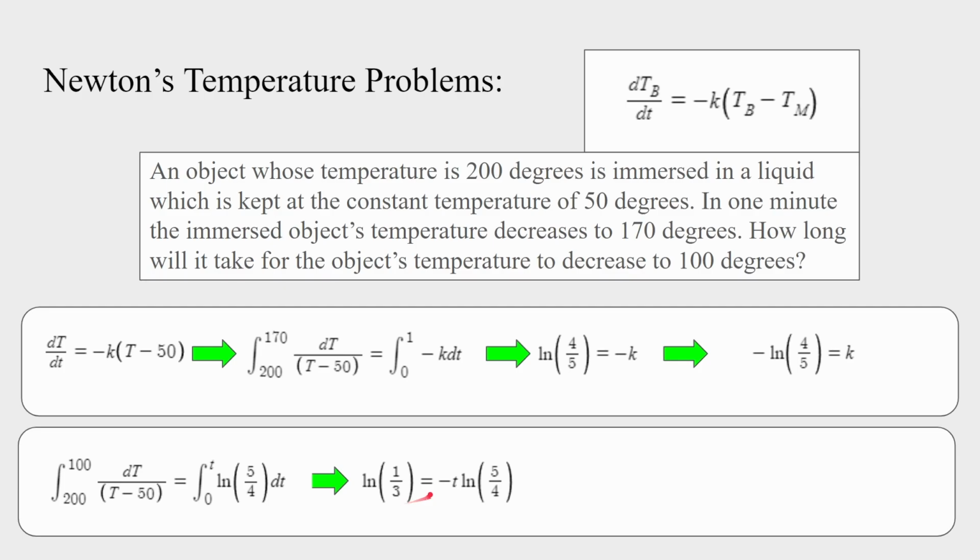Natural log of 1/3 is equal to negative t multiplied by the natural log of 5/4. T is equal to the negative ratio of natural log 1/3 over natural log 5/4. And you get t is equal to 4.92334 minutes. And that is the solution to this problem.